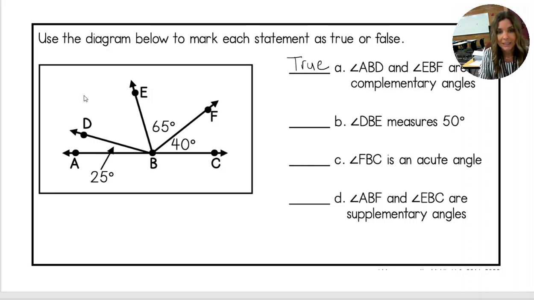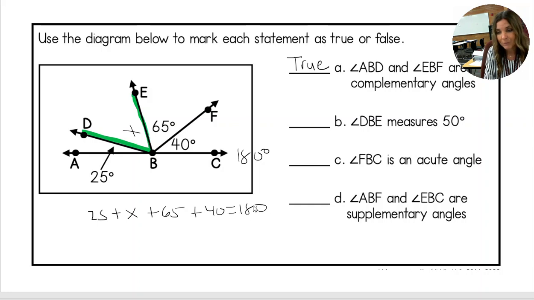Okay, next statement says angle DBE measures 50. Okay, well, this angle right here is DBE, and it's missing, right? They didn't give us information about this angle. But we do know that angle ABD and DBE and EBF and FBC all add up to be 180 degrees. So if we write an equation that says 25 plus the one we don't know plus 65 plus 40 equals 180, we can figure out our missing angle measure and we can see if this is true.